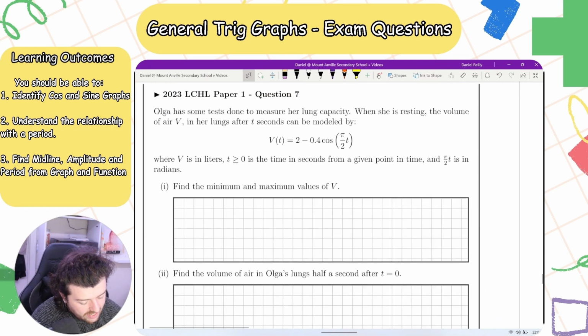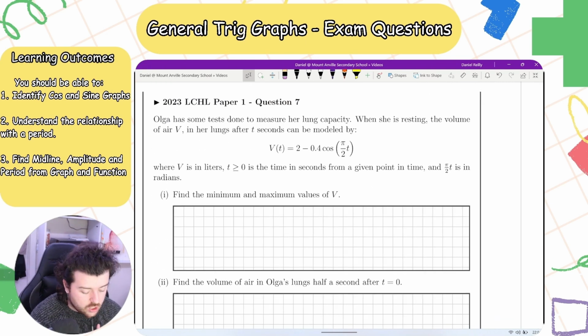Right. Let's look now at the 2023 exam paper. Olga has some tests done to measure her lung capacity. When she is resting, the volume of air V in her lungs after t seconds can be modelled by this, where the volume is in litres and t is greater than 0 is time in seconds from a given point in time. Pi over 2 is in radians, so my angle is in radians. We're dealing with radians here.